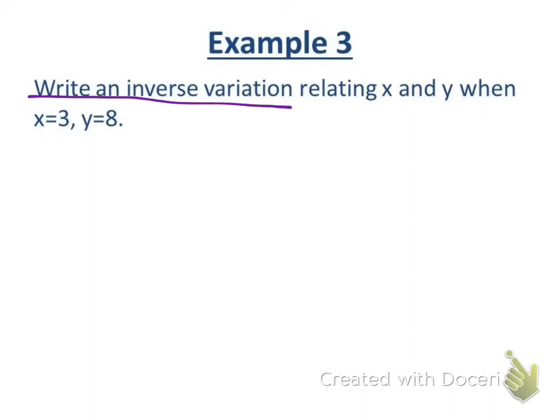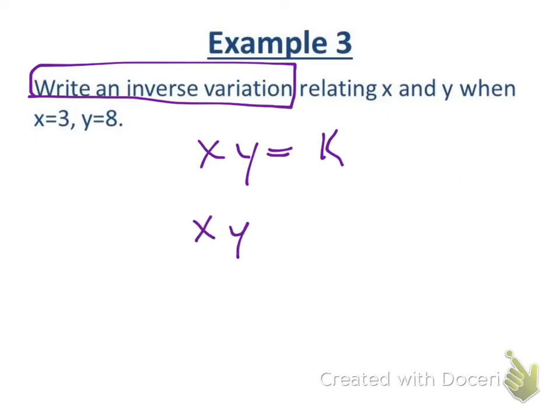Inverse variation. X times y equals something, right? What would x times y have to be in this specific inverse variation? 24. All right. How would you write that in the other form of inverse variation? Y equals 24 divided by x. All right? Y'all okay with that?